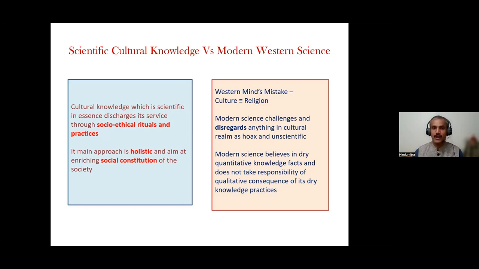Whereas the Western mind mistakes culture and religion as the same. So what modern science does is disregard everything which is cultural in realm as a hoax and unscientific. That is the biggest problem with modern science. It disregards everything cultural, everything native. Only if it fits into this Western model of the scientific method does it consider anything to be scientific.